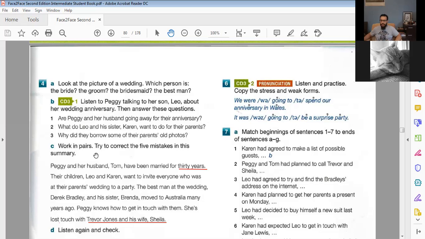Anyways, let's find the mistakes now. So 30 years was correct. They want to invite everyone who was at the party, at the wedding, correct? Yeah. And so the best man at the wedding, Derek Bradley, and his sister Brenda moved to Australia. Okay, I'm going to help you a little bit find the mistakes, okay? So in reality, you have 3 mistakes in these 2 sentences.